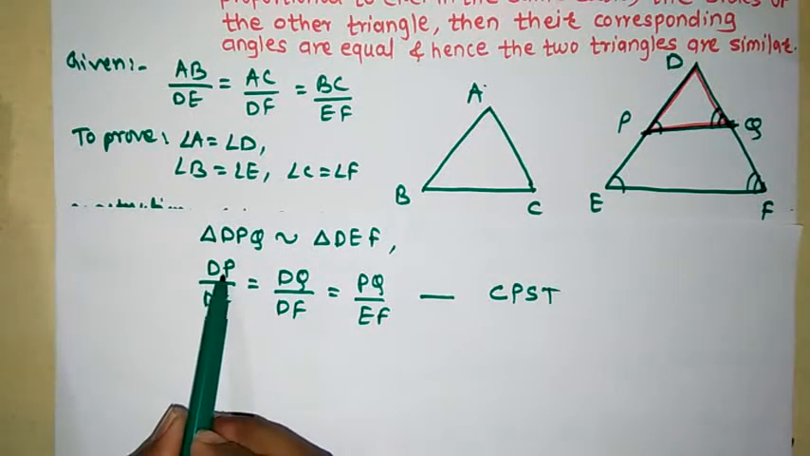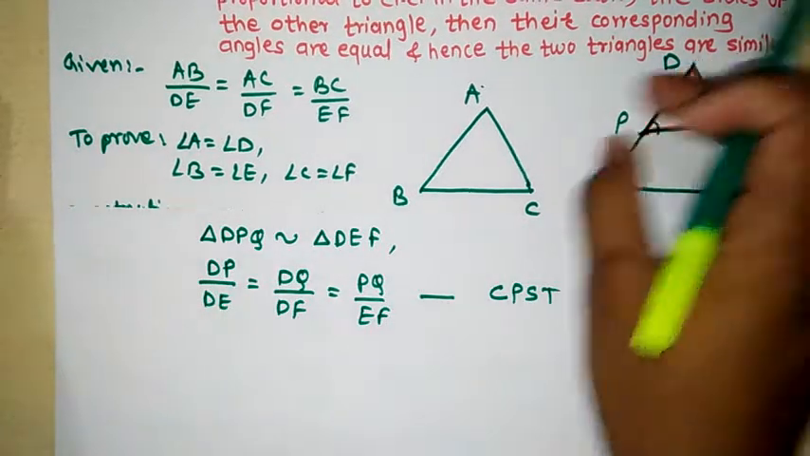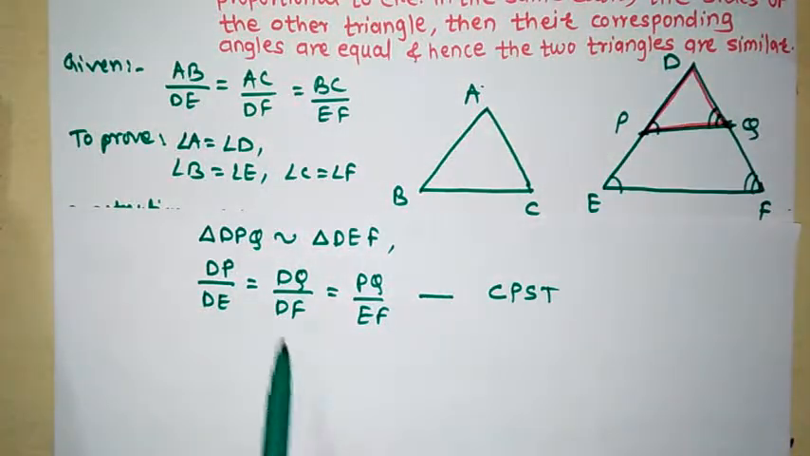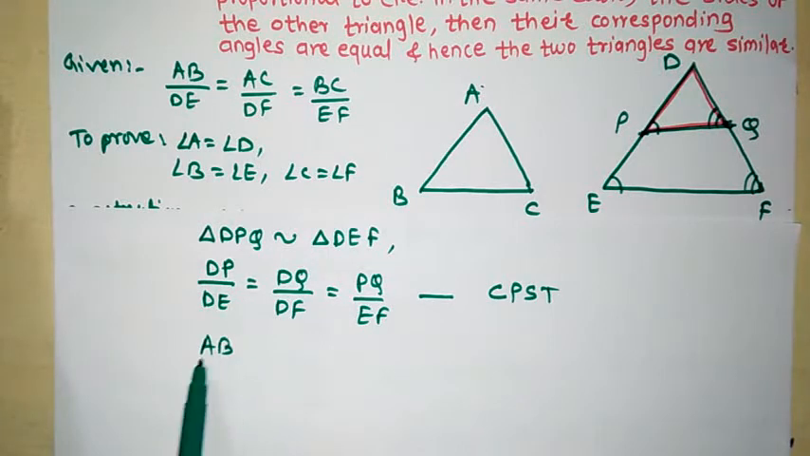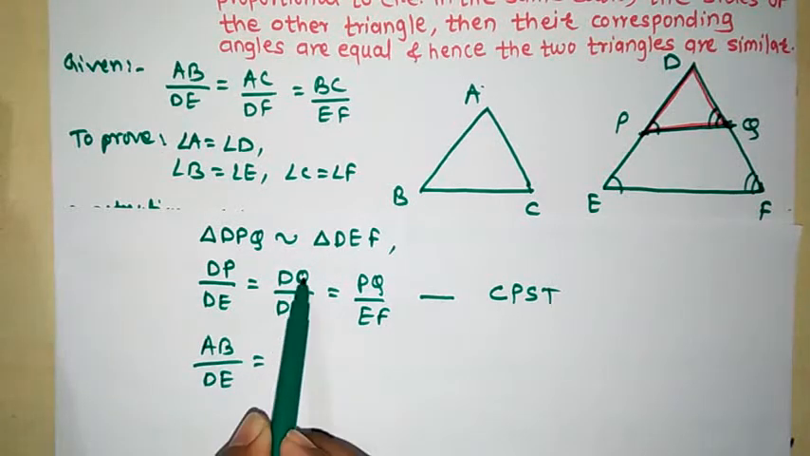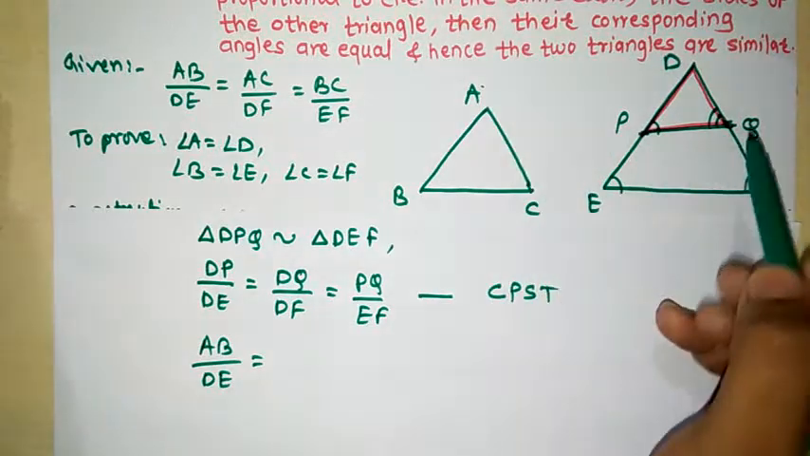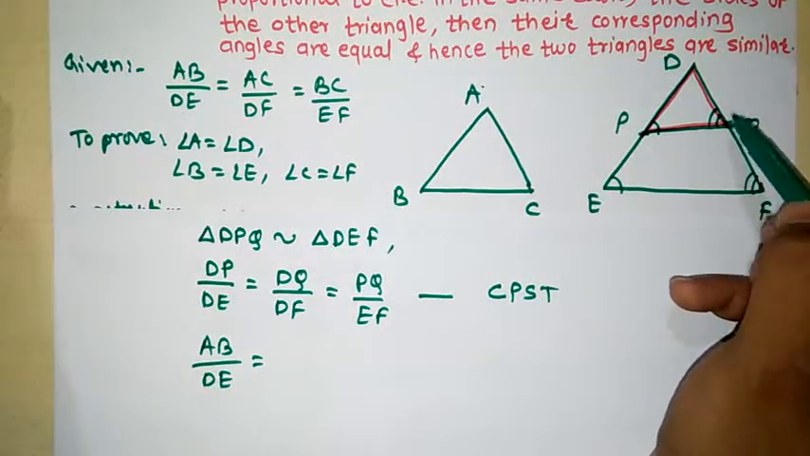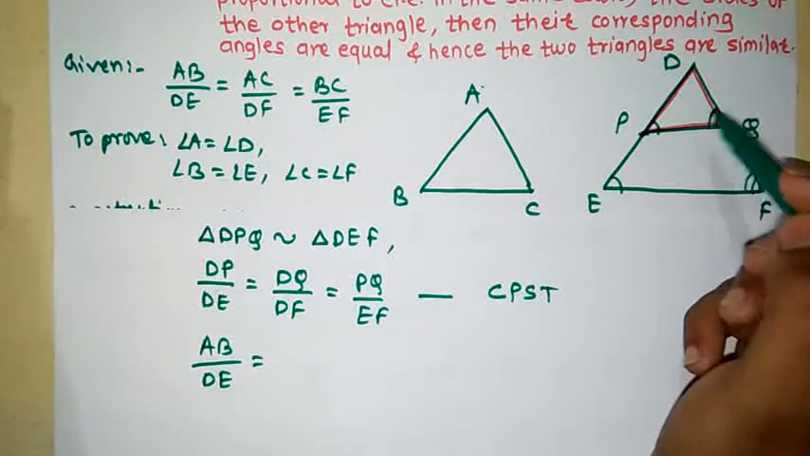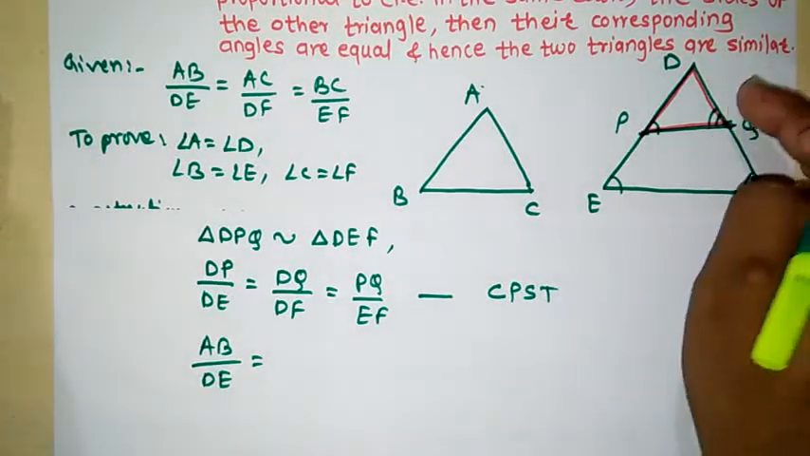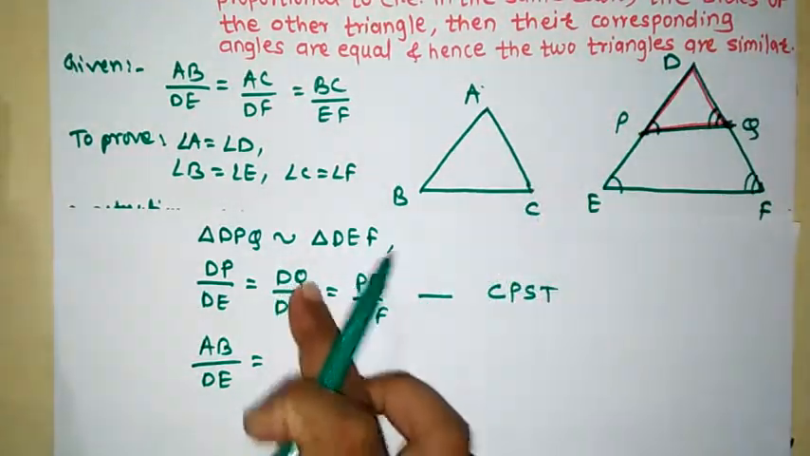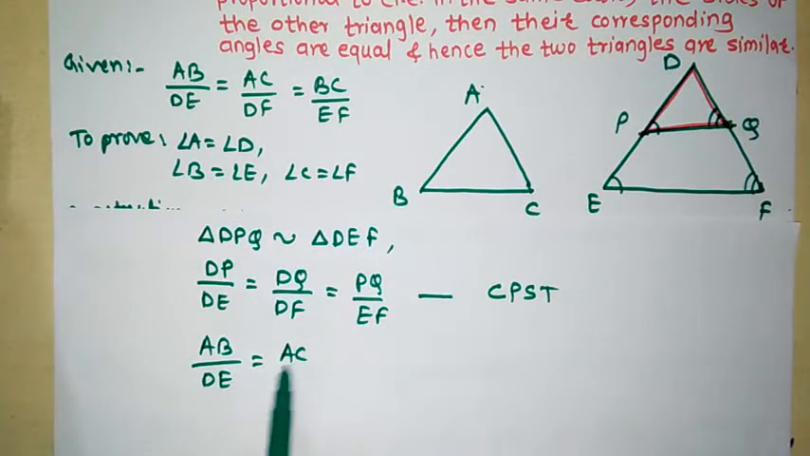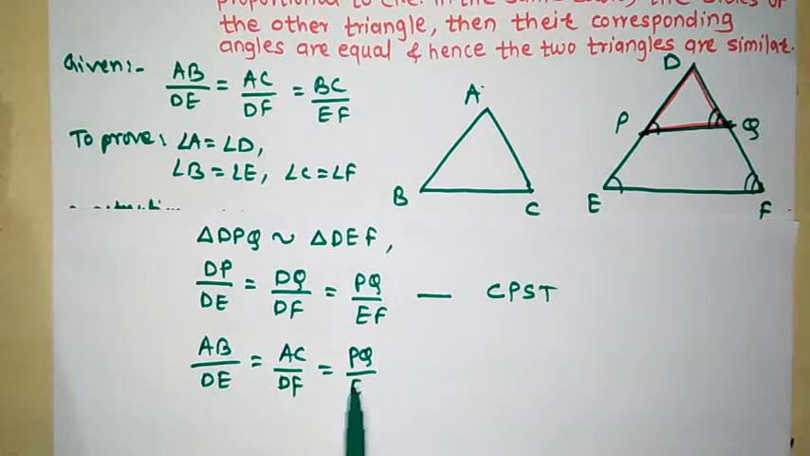Therefore, we know that DP is equal to AB. dp को हमने ab के बराबर cut किया था. Can I write AB instead of DP? Yes, instead of DP you have to write AB, AB divided by DE. And instead of DQ can I write AC? Yes, because we have DQ is equal to AC, according to the construction we did. Therefore, instead of DQ we write AC. AC divided by DF is equal to PQ divided by EF as it is.